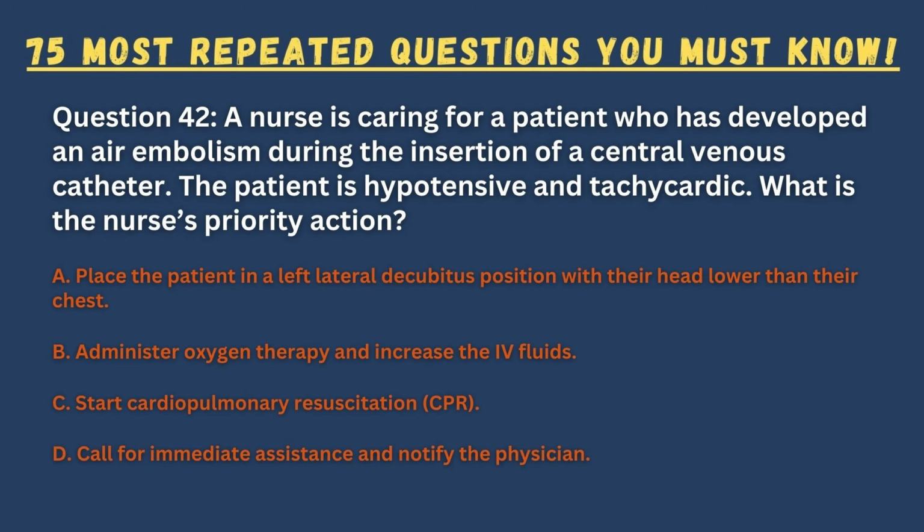Question 42. A nurse is caring for a patient who has developed an air embolism during the insertion of a central venous catheter. The patient is hypotensive and tachycardic. What is the nurse's priority action? A. Place the patient in a left lateral decubitus position with their head lower than their chest. B. Administer oxygen therapy and increase the IV fluids. C. Start cardiopulmonary resuscitation, CPR. D. Call for immediate assistance and notify the physician.